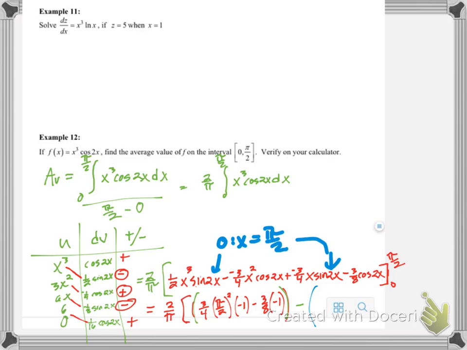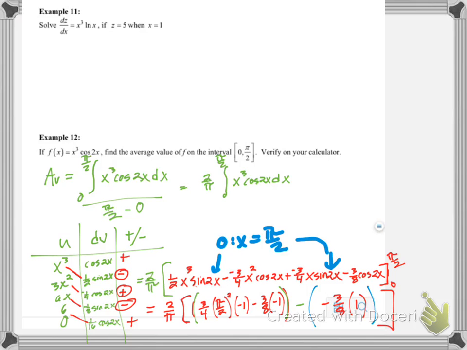And then we put in 0 for x in there. Well, all the x terms, anything with an x as a part of the product, is going to cancel. So we're looking at negative 3/8 cosine of 2 times 0. Cosine of 0 is 1. So we're doing negative 3/8 times 1. So it's just negative 3/8.